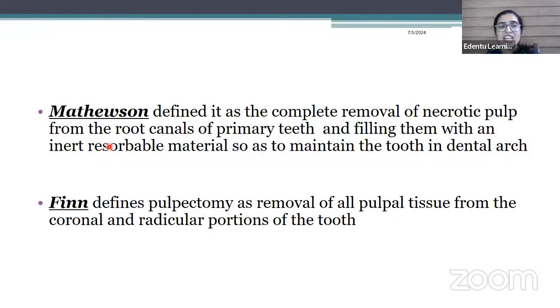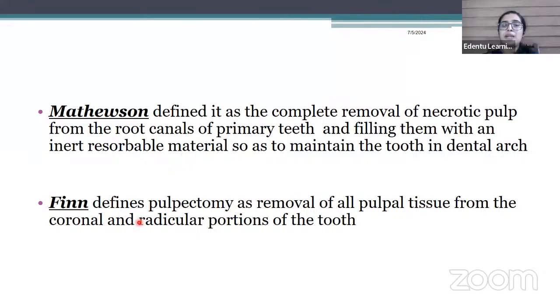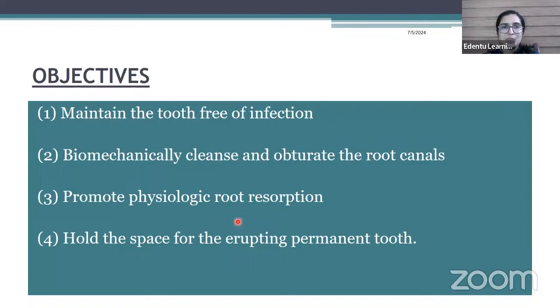So let's start with the definition. Mathewson has defined it as the complete removal of necrotic pulp from the root canals of primary teeth and filling them with an inert resorbable material, which is very important, so as to maintain the tooth in a dental arch. And Finn has described pulpectomy as removal of all pulpal tissue from the coronal as well as the radicular portions of the tooth. So as I told, charted in such a way that you have all the headings that I've asked. So we are done with the definition.